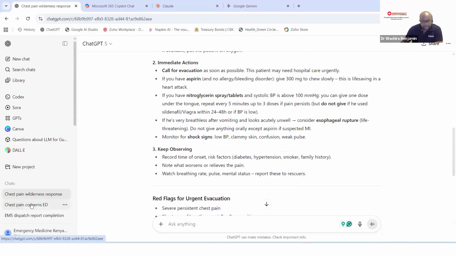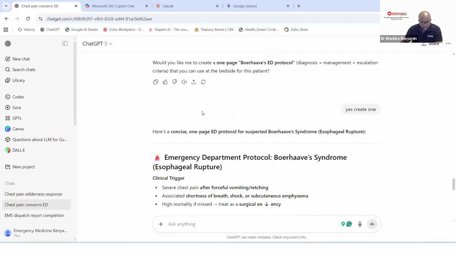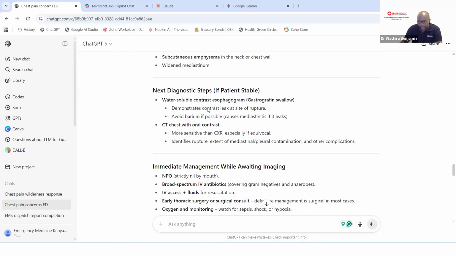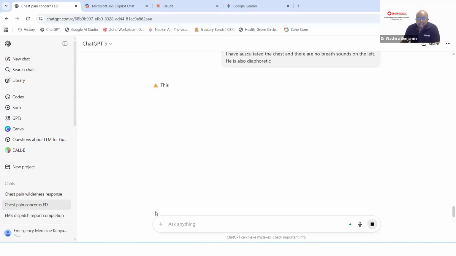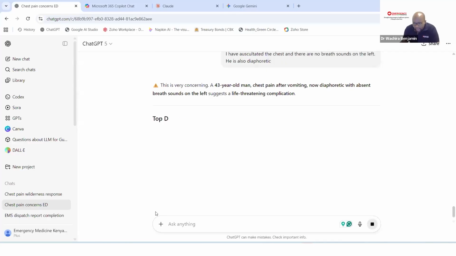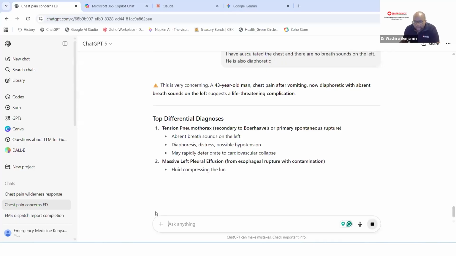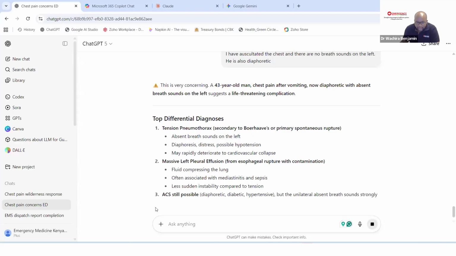Similarly, let me go back and show you something. I'll go back to this patient which I had. Let me get off the wilderness and go back to the ED. I can say here I have auscultated the chest, and there are no breath sounds on the left. He is also diaphoretic. So same case. Remember, AI will never do the physical exam, so don't worry about you being replaced.